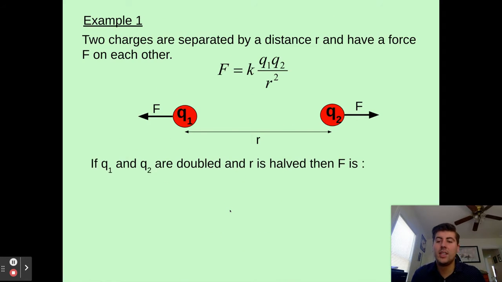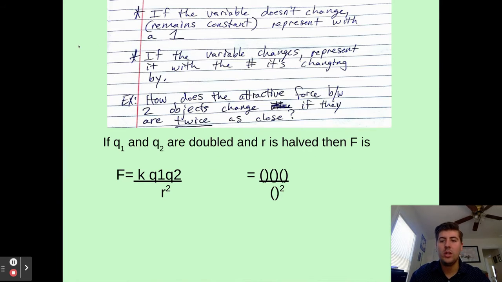Okay, so let's look at an example here. We've got two charges that are separated by a distance r and have a force F on each other. It's asking us if Q1 and Q2 are doubled and r is halved, then what is F going to be? Okay, so what we need to do here is figure this out proportionally.